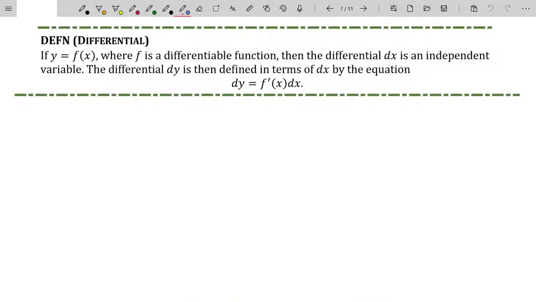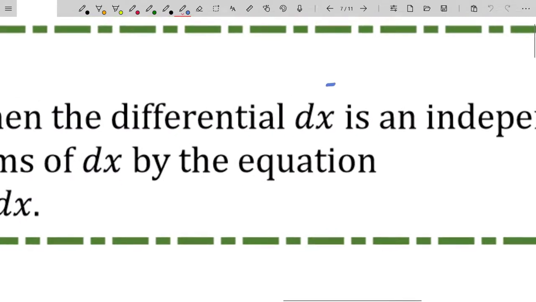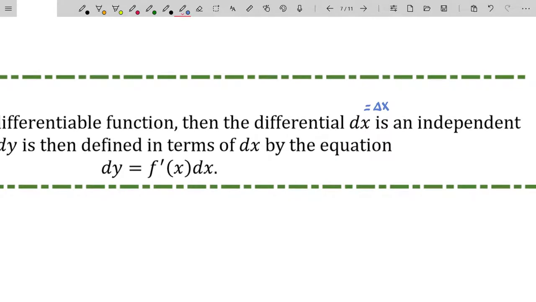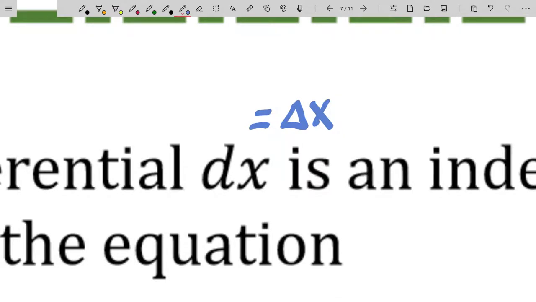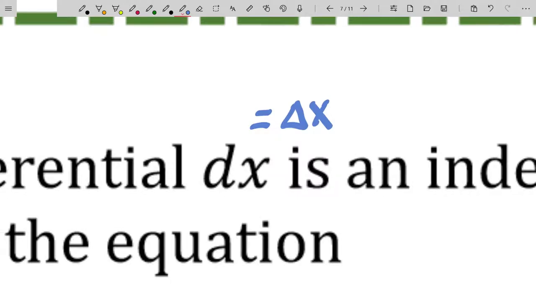Now that confusion aside, here is the actual definition of a differential. If y is a function of x, where f is differentiable, then the differential dx is an independent variable. And remember what I just said a moment ago, dx is the same thing as delta x for us. It's not actually going to be true forever. Usually deltas are reserved for larger intervals, and d, for that dx, is reserved for very small intervals. But generally speaking, when you're approximating a function using its tangent line, your little wiggle size in x is pretty small, so that's okay.